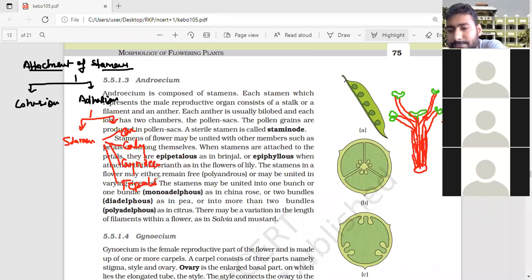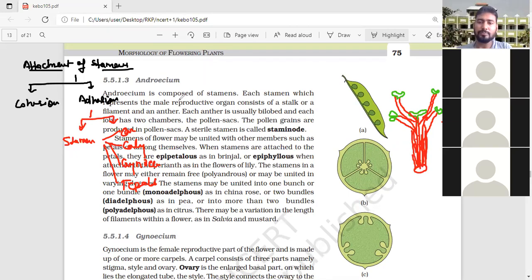Sir, cohesion means attachment of the stamens among themselves. Adhesion means attachment of stamens with other floral parts. Yes, attachment of stamens with other parts of the flower, maybe calyx, corolla, petals, tepals or gynoecium. Clear? So this concept is clear.